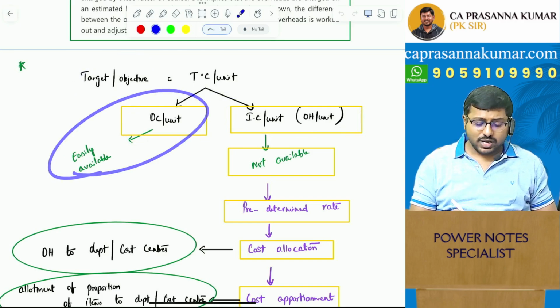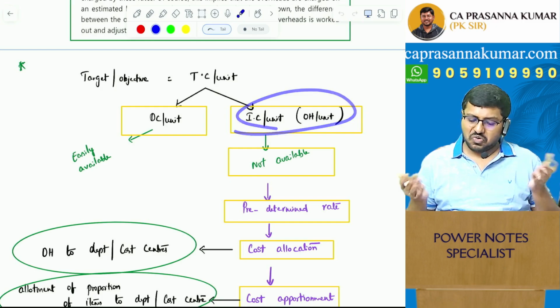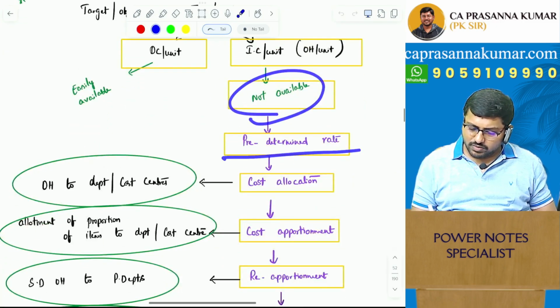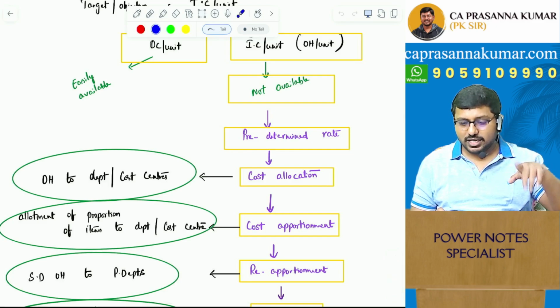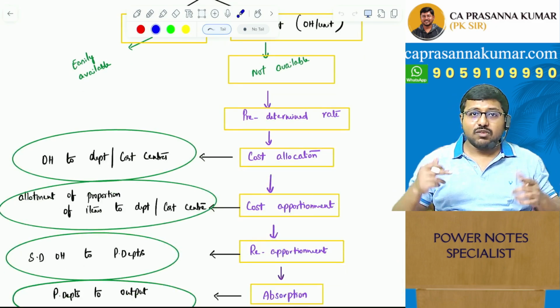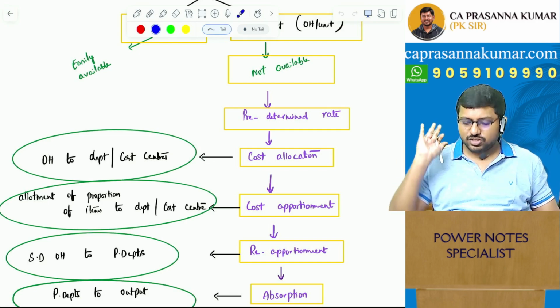Direct cost per unit, do I know? Yes, easily available. Instantly it will be available. Indirect cost per unit, don't know. So therefore what you will do, you will go with the predetermined rate. Predetermined rate is nothing but the budgeted rate, which I already explained to you. We'll see it with clarity once we go to the concept of absorption. So don't worry right now, even if you have 50-50 understanding, okay?